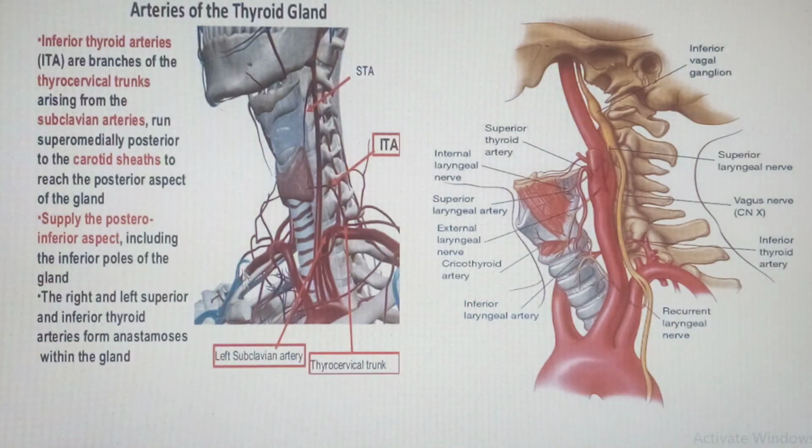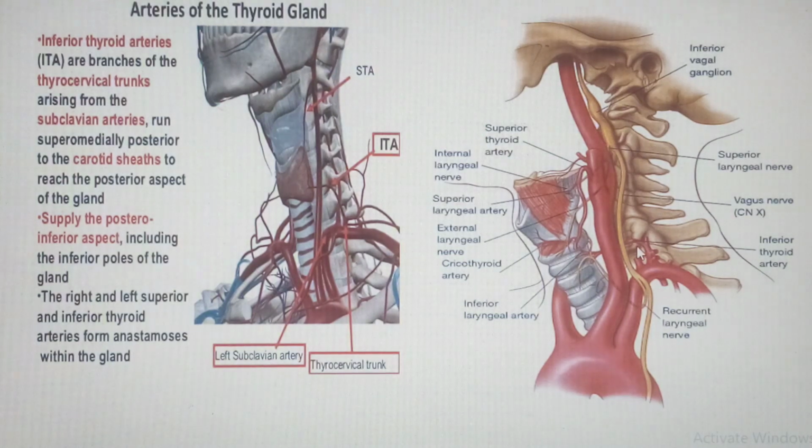So, there we are. You can see this. Here we have the inferior thyroid artery. This artery will give some supply to some portion of the thyroid gland, actually the posterior inferior portion of the thyroid gland.